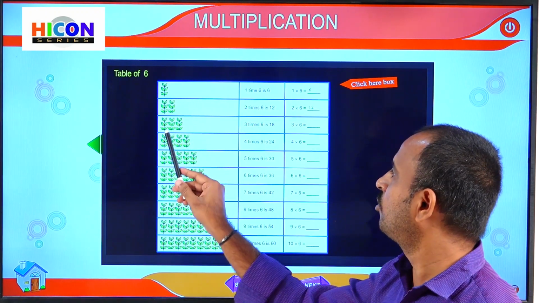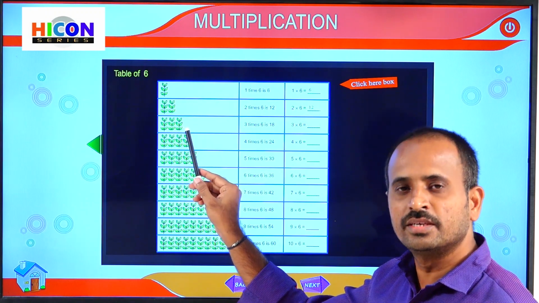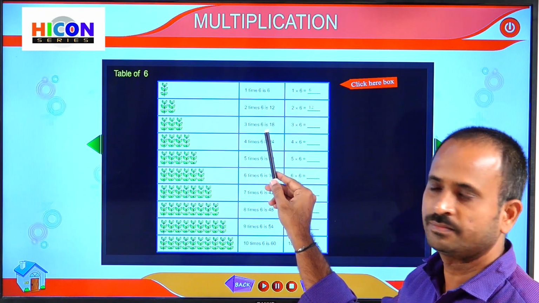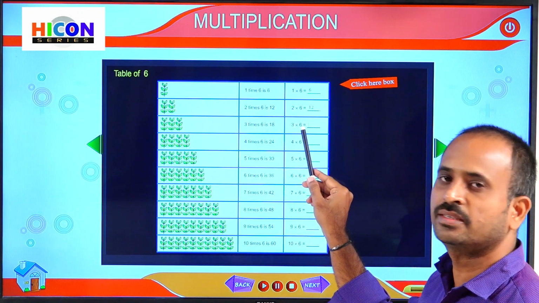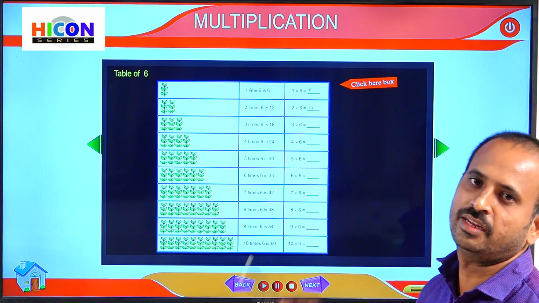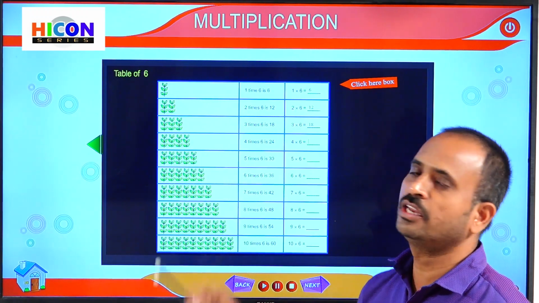See the next one, children. How many groups are there? 3 groups are there. Each group has 6 leaves. So it can be written as 3 times 6. And 3 into 6. 3 6 jar. Children, how much does it become? 18. 3 6 jar, 18. So that means there are total 18 leaves.